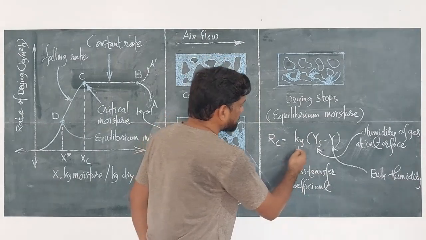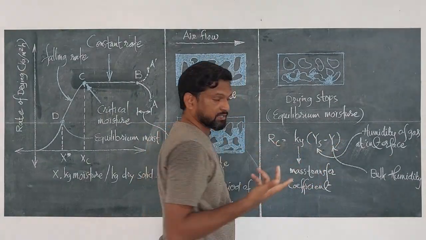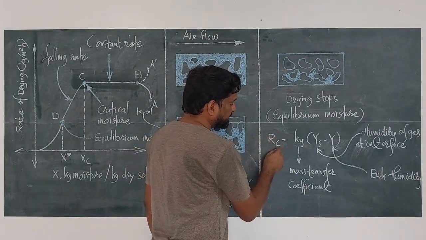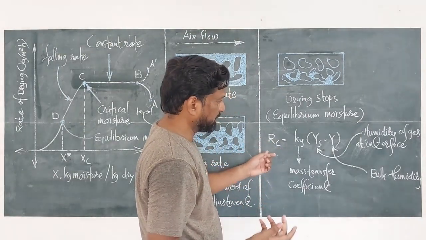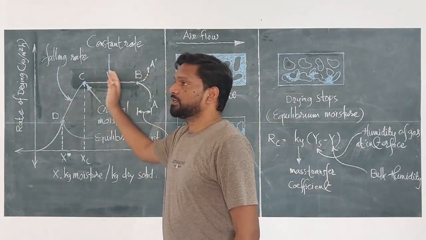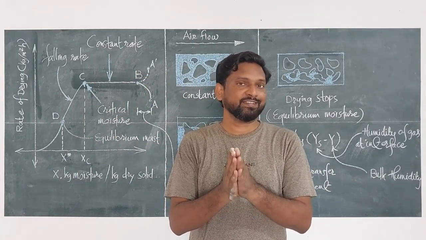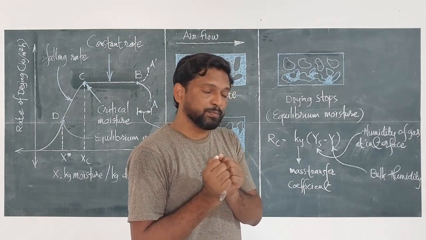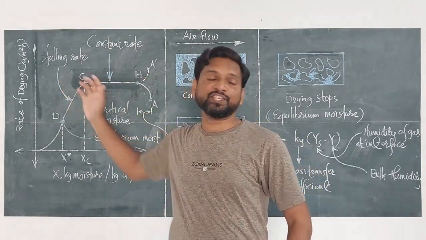So if all these terms are constant, then RC would be constant, where R stands for the rate of drying and C stands for constant. It's the constant rate of drying. That's why the drying represented by curve BC is the constant rate period drying or constant rate drying. So that's the equation representing that situation, the situation shown by the BC part of the curve.